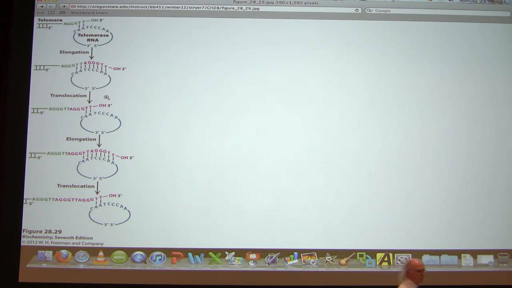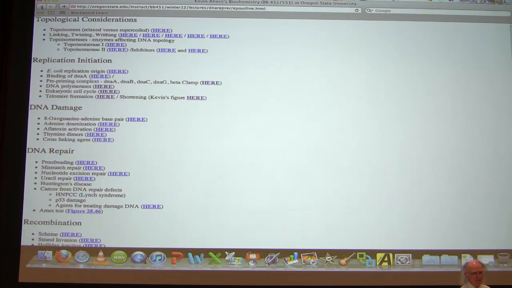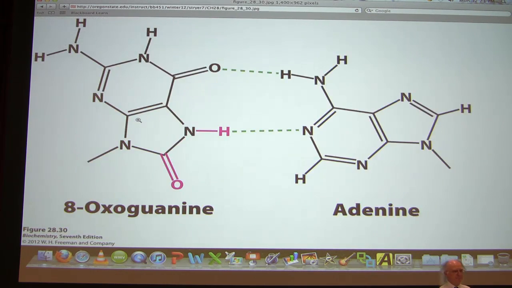Okay. So that's telomerase, a fascinating enzyme, fascinating story, and we're still learning an awful lot about telomerase. Well, that completes the last of what I want to say with respect to DNA replication. I'd like to turn our attention briefly to DNA repair and say a little bit about that.